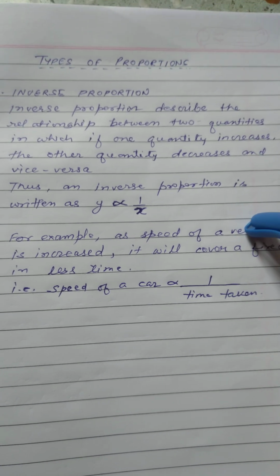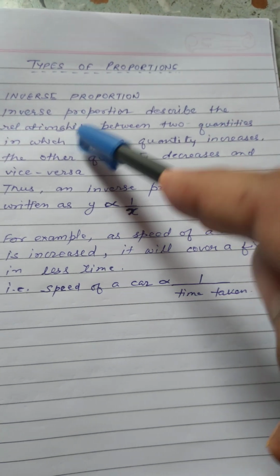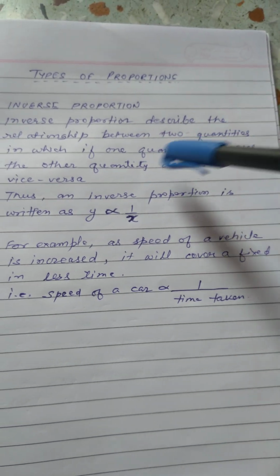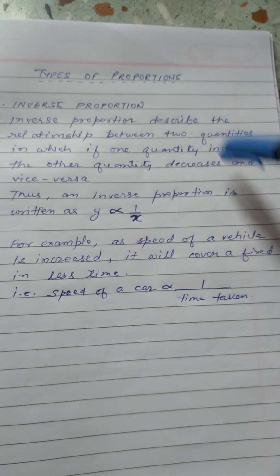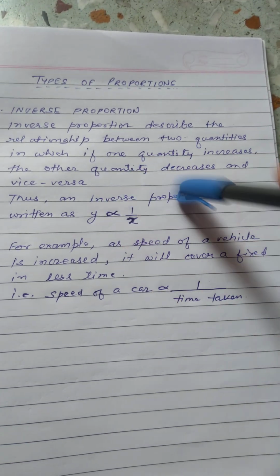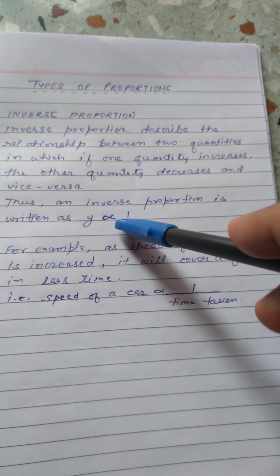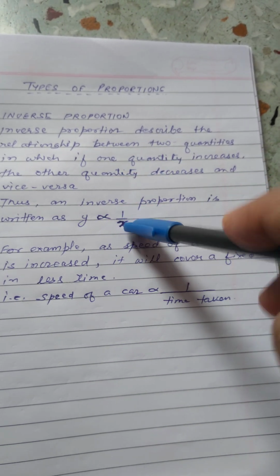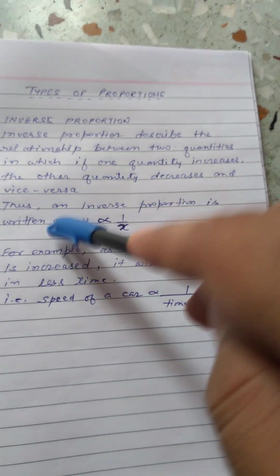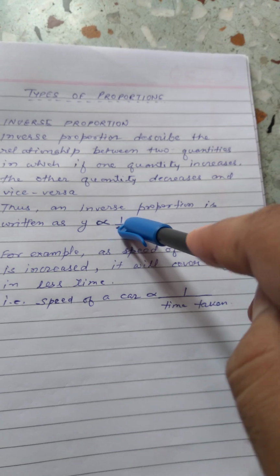The second is inverse proportion. Inverse proportion describes the relationship of two quantities in which if one is increasing, then the other is decreasing, or if the other is increasing, the first is decreasing. This is expressed as y inversely proportional to x. It is read as y inversely proportional to x, but it is written as y proportional sign 1 by x.